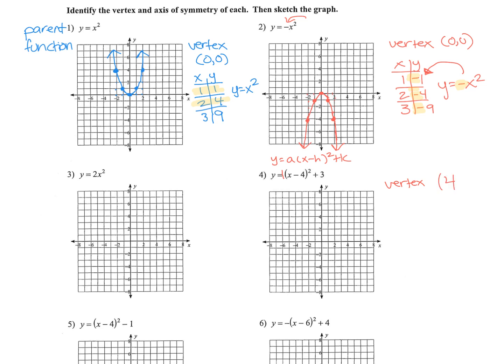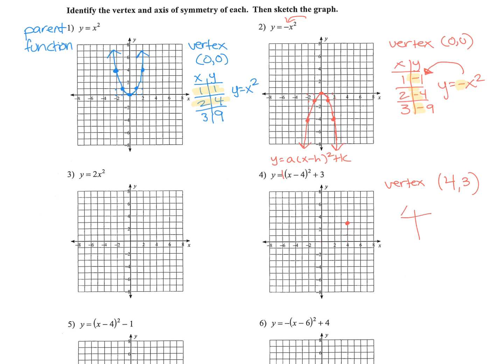So it's going to shift to a positive 4. I'm going to go right 4, the opposite of what I see, because it's inside the parentheses with a negative in the formula. But the k is my y change, and the k is whatever I see. So that is a positive 3. So my vertex is now (4, 3). So let's go to the origin and count over 4 and up 3. 1, 2, 3. This is my new vertex.